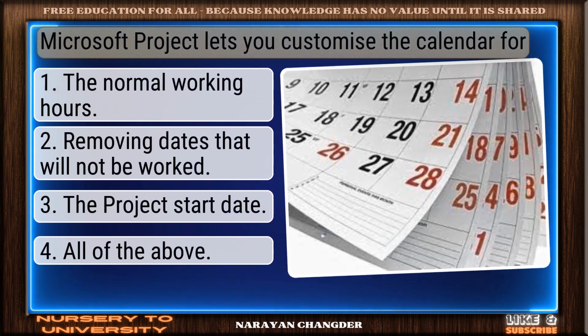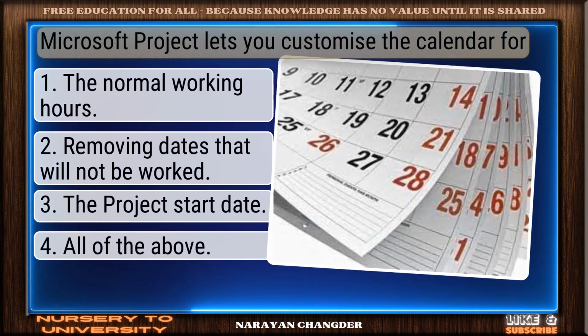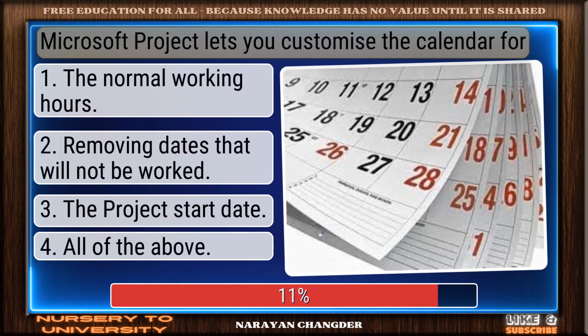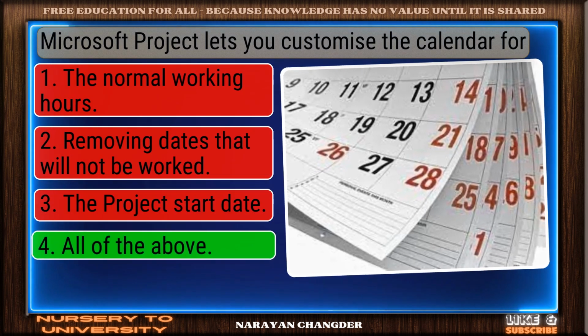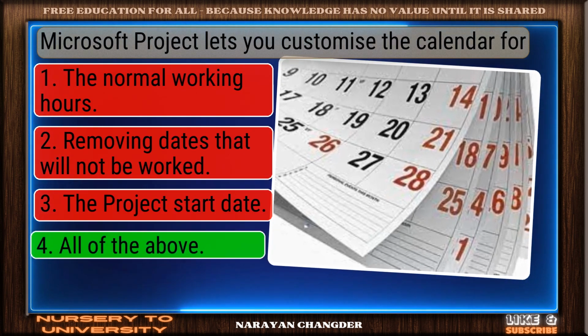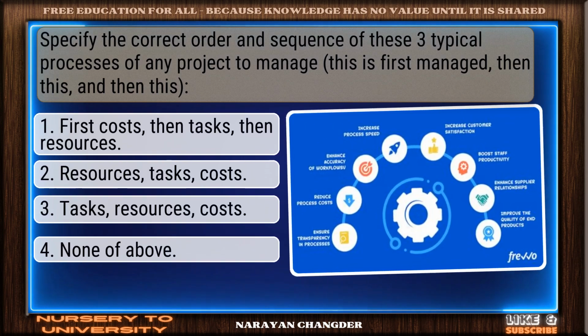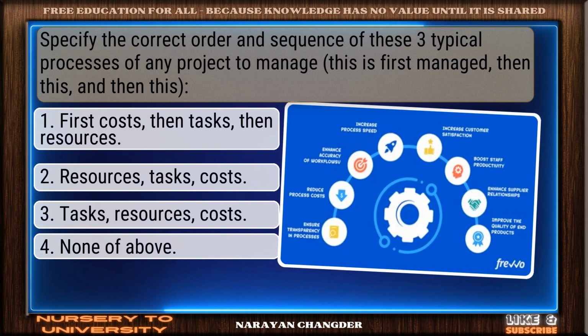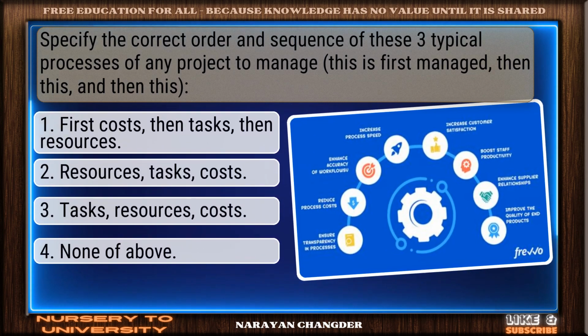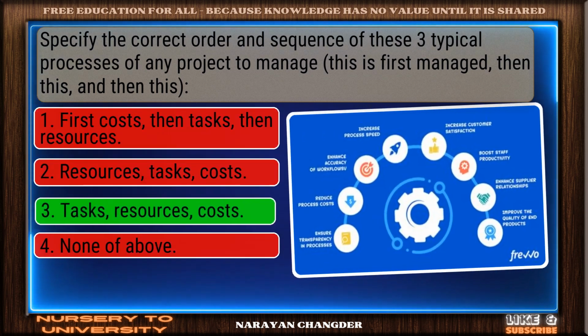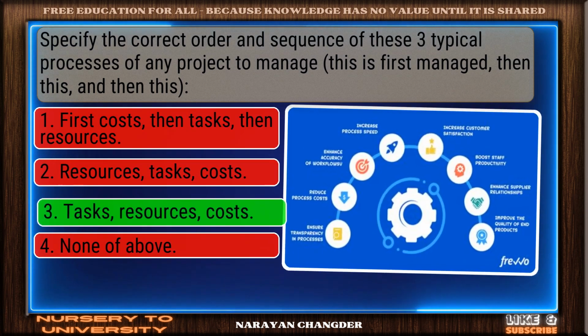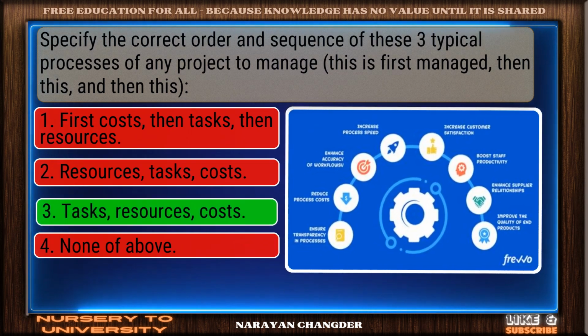Question number 8. Microsoft Project lets you customize the calendar for. Well done. All of the above is the right choice. Question number 9. Specify the correct order and sequence of these 3 typical processes of any project to manage. You chose tasks, resources, costs, and it is correct.